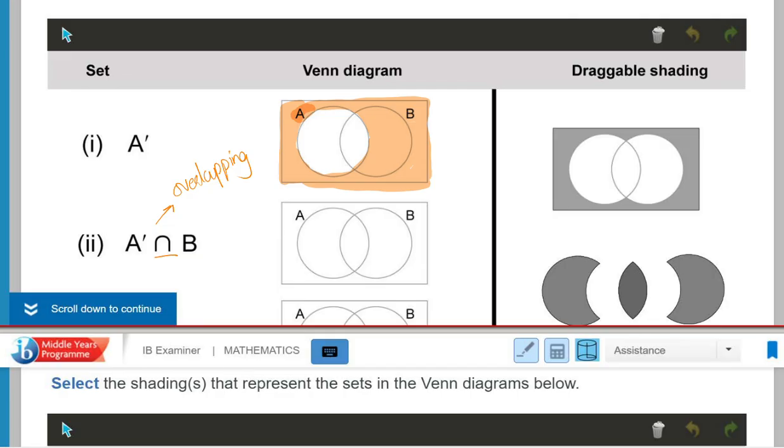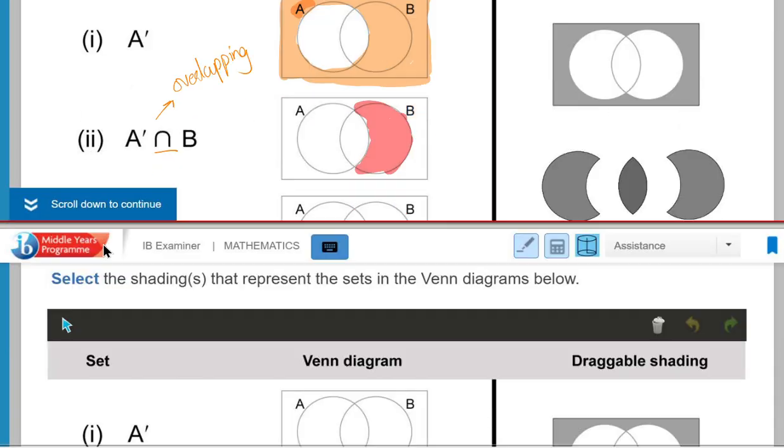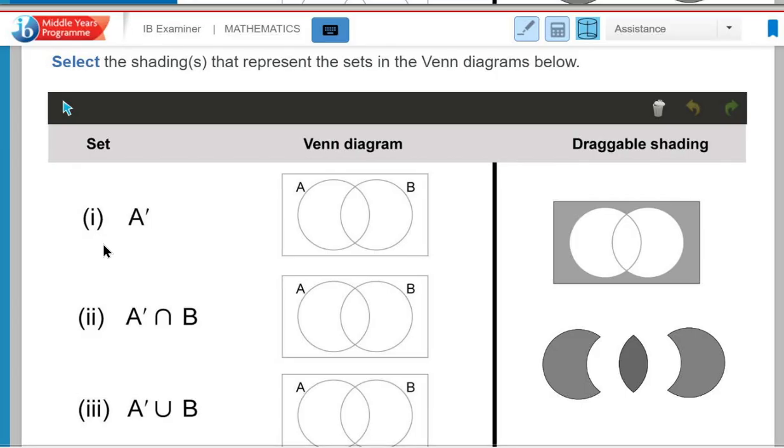And only the red part, this portion, because it is the overlapping portion, overlapped by both of the colors. That's why I use different colors to make sure everything's clear in front of you.